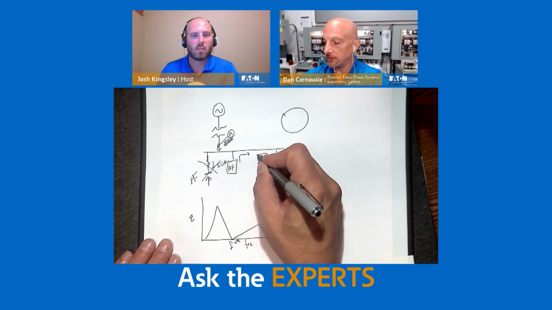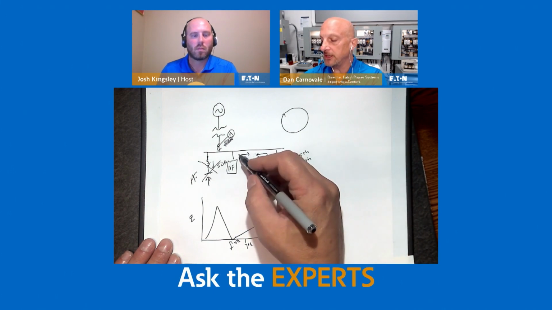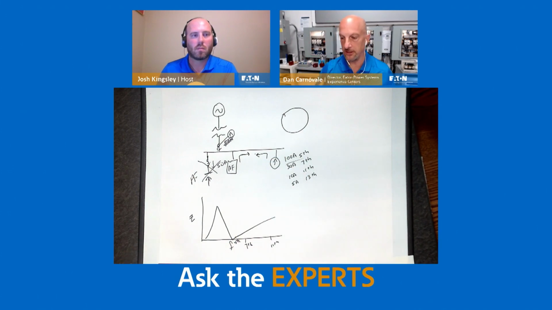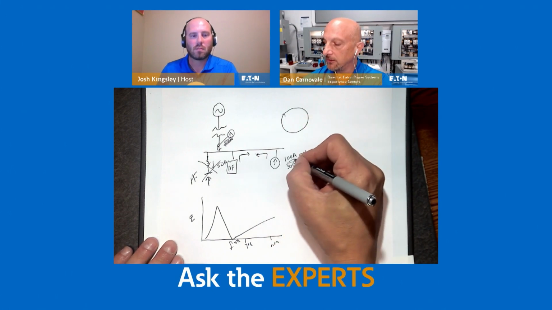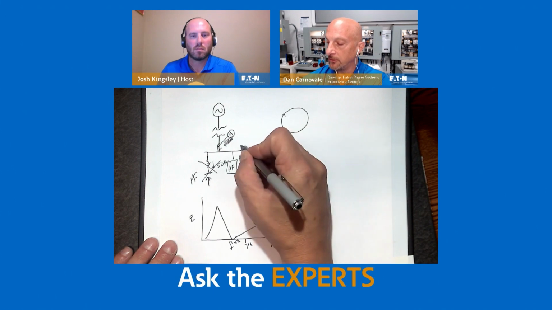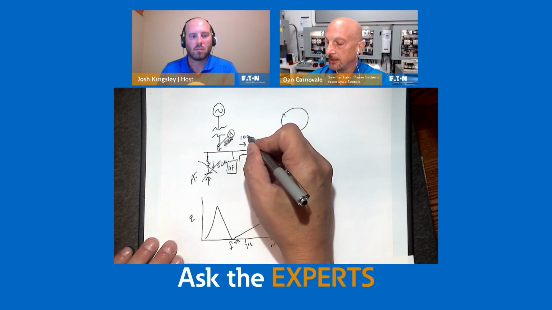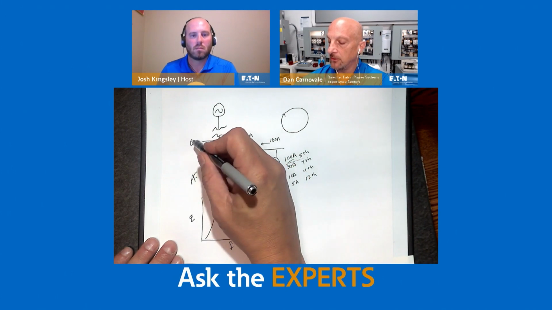So if current's flowing this way and this way, say out on phase A, back on B and C, where these two meet, again, it's like noise cancellation in my earphones or in your cell phone. It basically cancels it out. So this fifth harmonic here, if it's 100 amps going this way, it literally could put 100 amps going this way and cancel it out. And so what you see back here then is 0 amps.